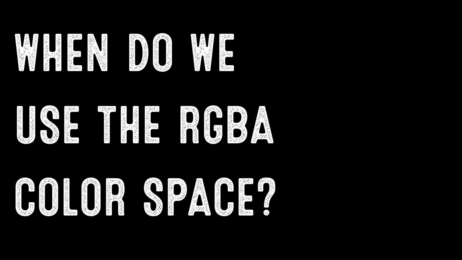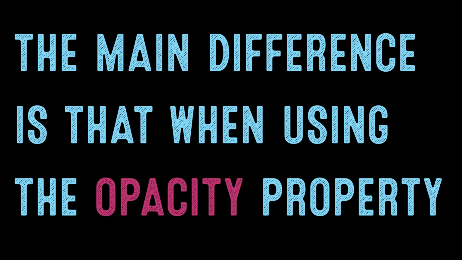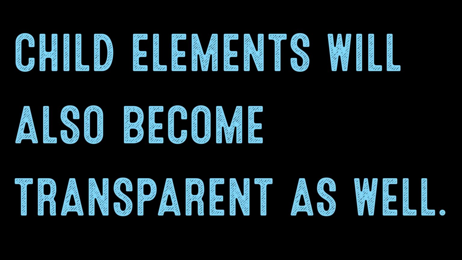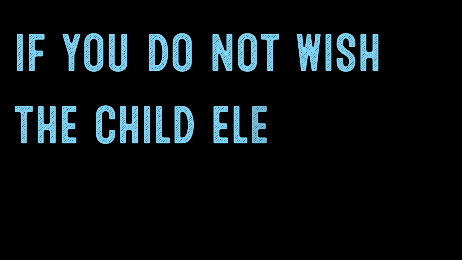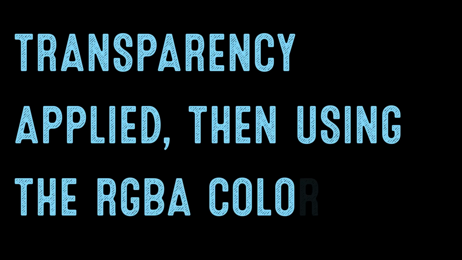When do we use the RGBA color space? The main difference is that when using the opacity property to add transparency to an element's background, all the child elements will also become transparent as well. If you do not wish the child elements to also have the transparency applied, then using the RGBA color space would be preferred.